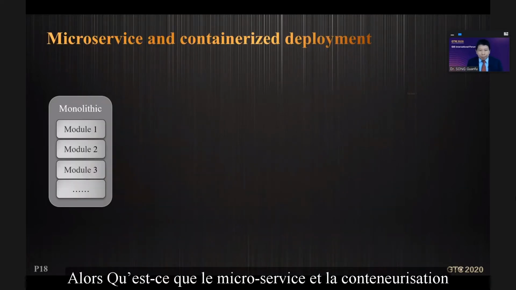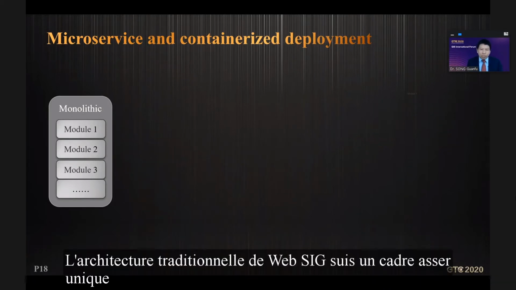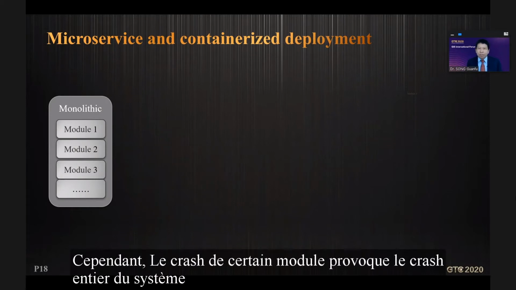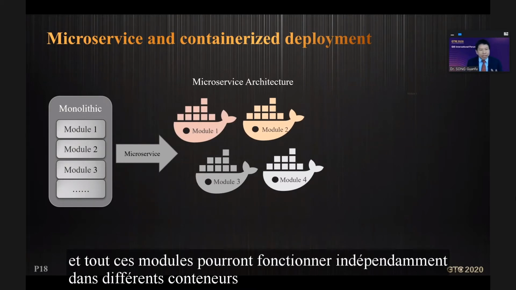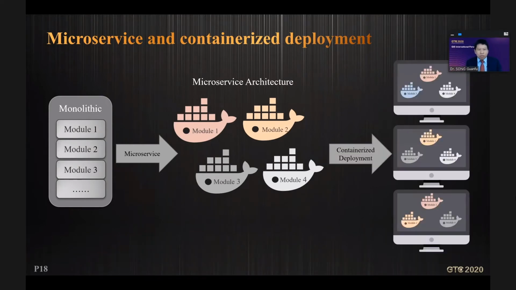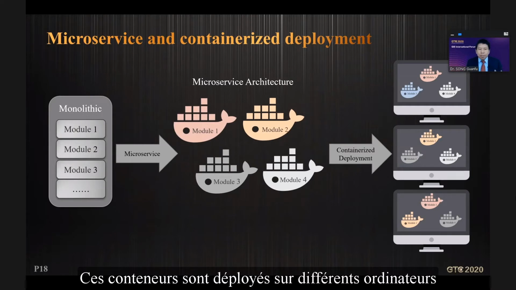What are microservice and containerization? The traditional WebGIS architecture is a single framework. The crash of a certain module could cause the crash of the whole system. So we divide GIS server software into several modules, and they can run independently in different containers. These containers can be deployed on different computers.